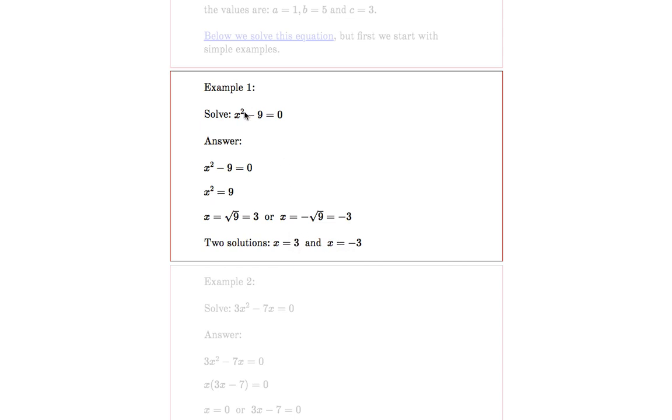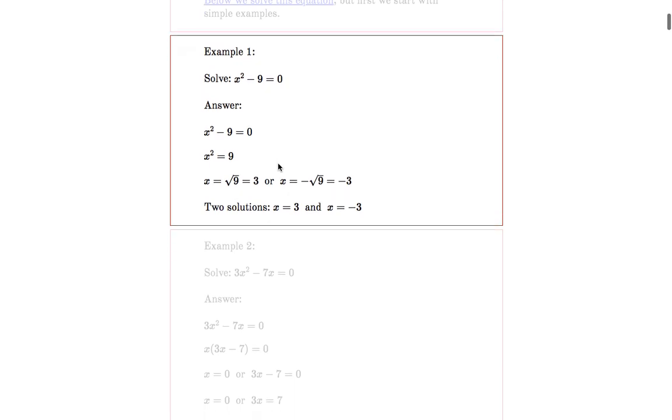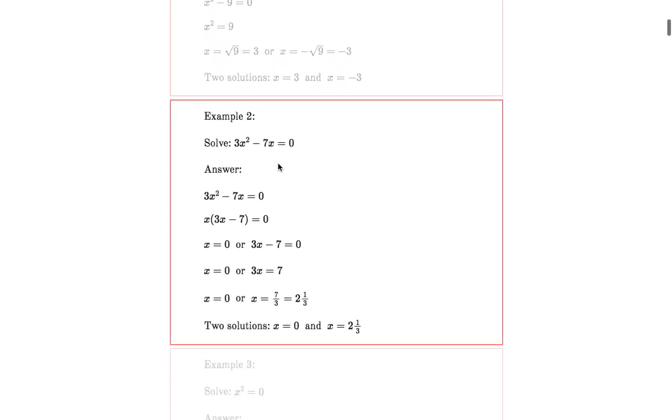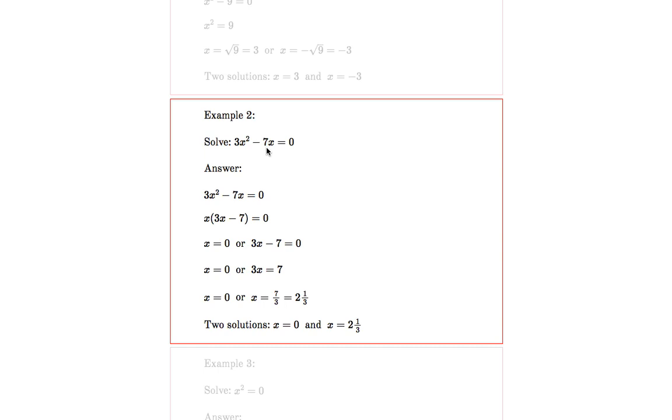Let's check this. 3 squared is 9, minus 9 is 0. x is minus 3. Minus 3 times minus 3 is 9. Minus 9 is 0. Let's look at the following example. In this case, we don't have a constant here, but we have a linear term with the x. So what do we do?